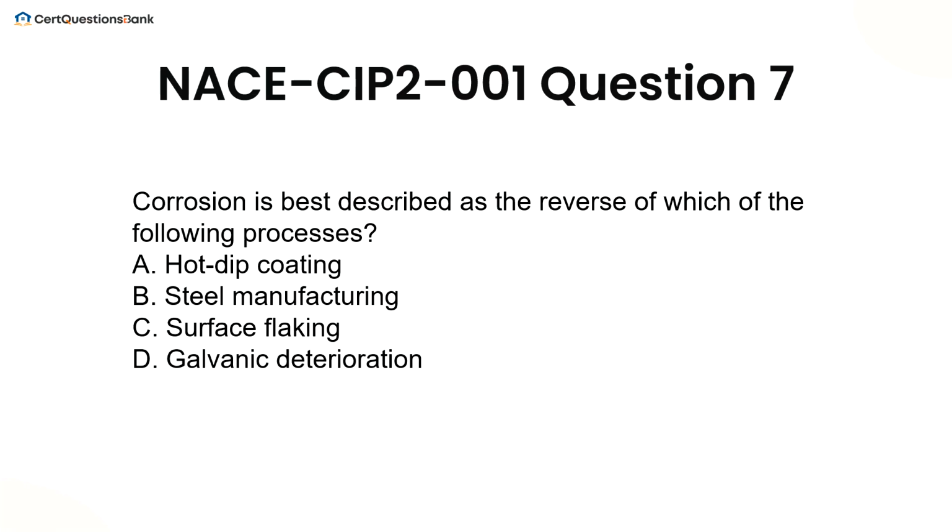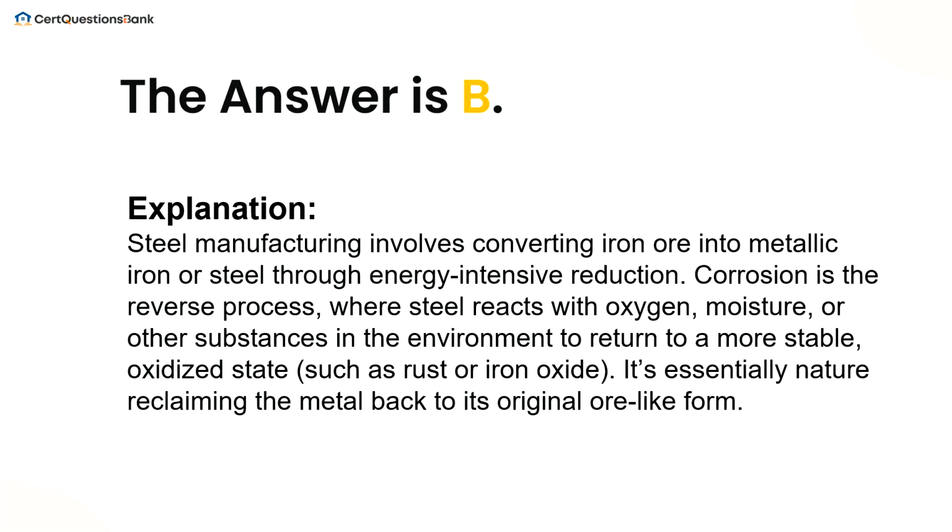Corrosion is best described as the reverse of which of the following processes? A. Hot dip coating. B. Steel manufacturing. C. Surface flaking. D. Galvanic deterioration. The answer is B.